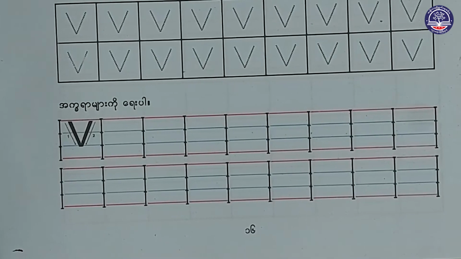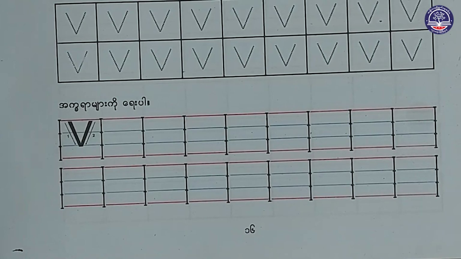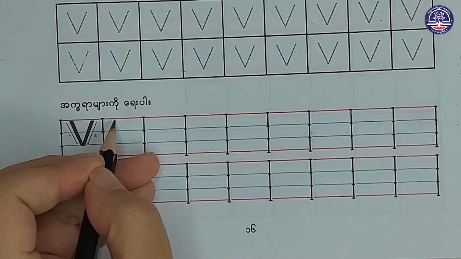Now let's move on to the next exercise. Here, what you have to do is you will have to write letter V on the lines. First, I will be showing you how to do it and you will have to do the rest by yourself. Can you do that? Great. Now let's begin.